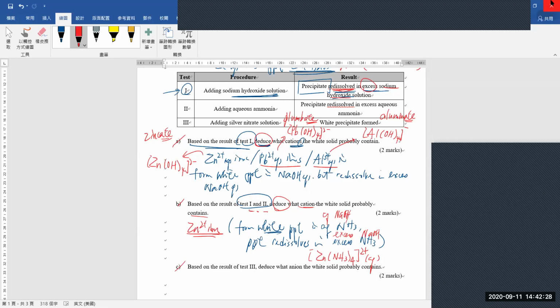Okay, any questions? Based on the results of test 3, deduce what anion the white solid probably contains. Zhang Gaowing. Anion. What can it be?